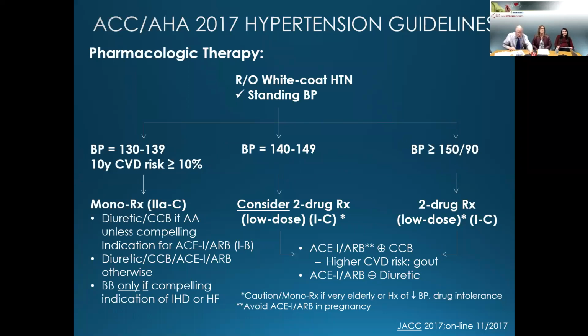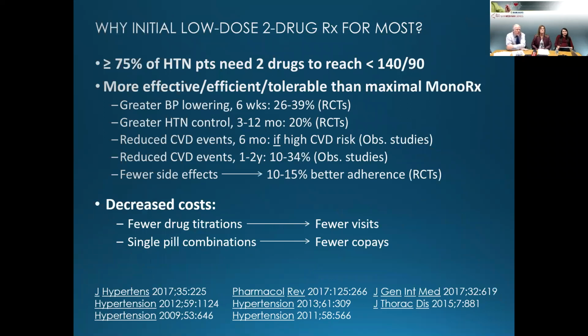And the last slide that we'll talk about here is why is the ACC/AHA now recommending initial low-dose 2-drug therapy rather than initial 1-drug therapy for most patients? Several reasons. First, more than 75% of hypertension patients need 2 drugs to lower their blood pressure below 140/90, let alone below 130/80. Second, the studies, both randomized trials and observational studies, show that initial low-dose 2-drug therapy is more effective, more efficient, and more tolerable than maximal doses of a single drug.